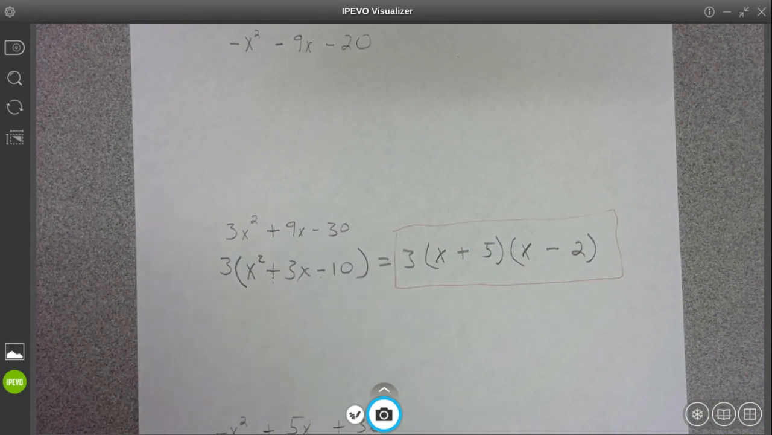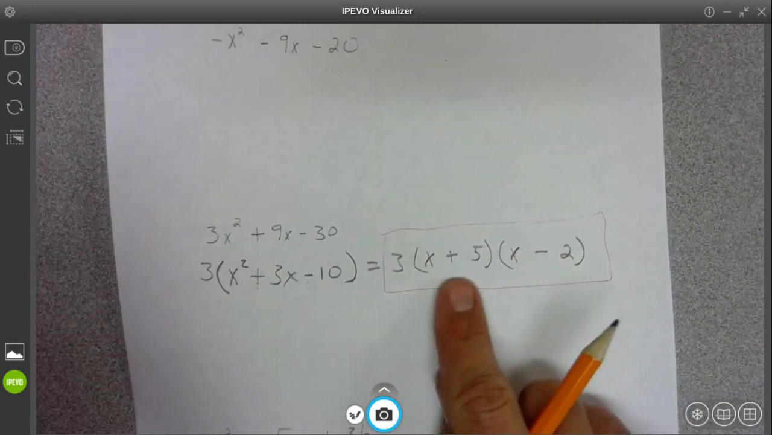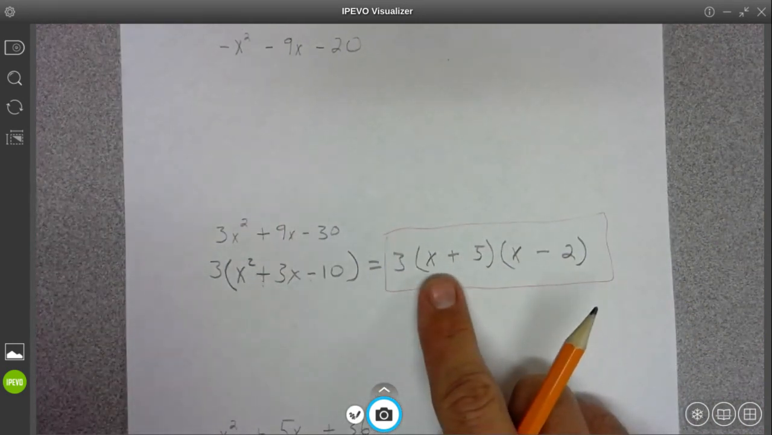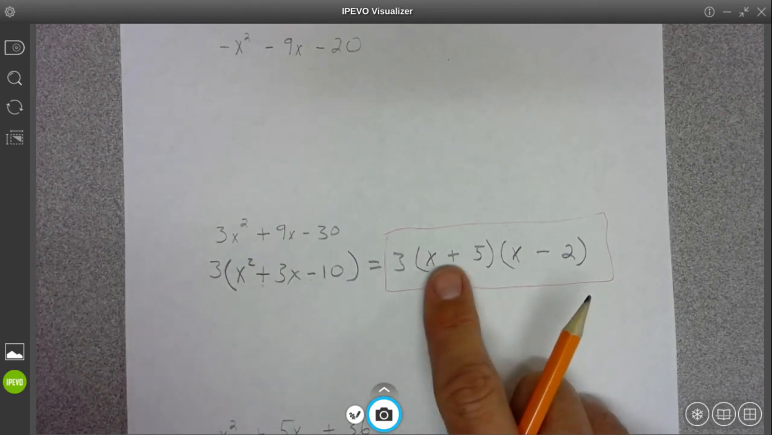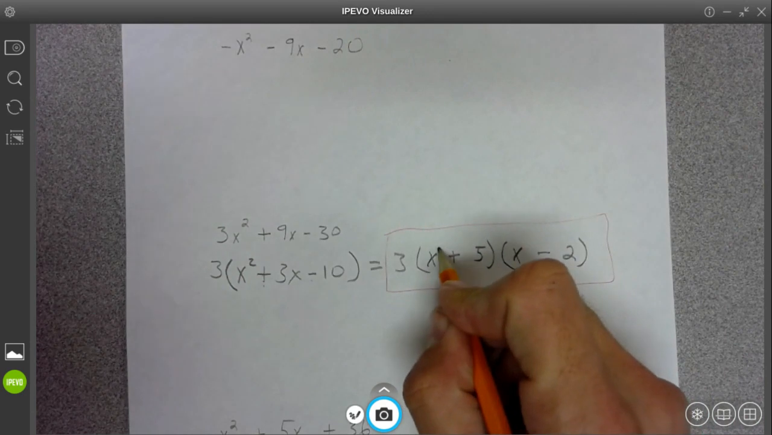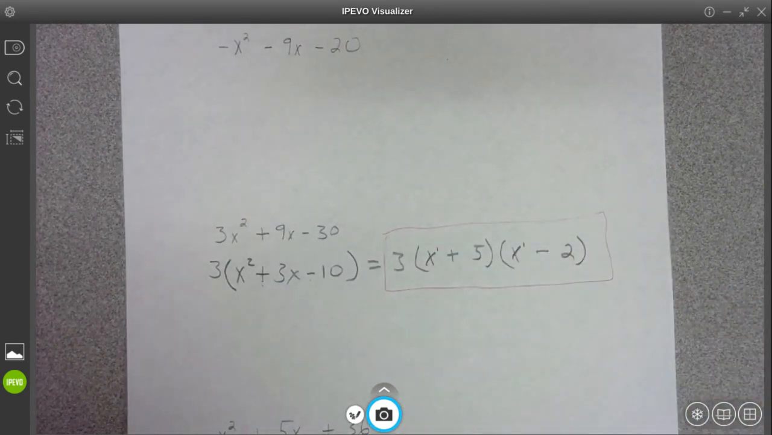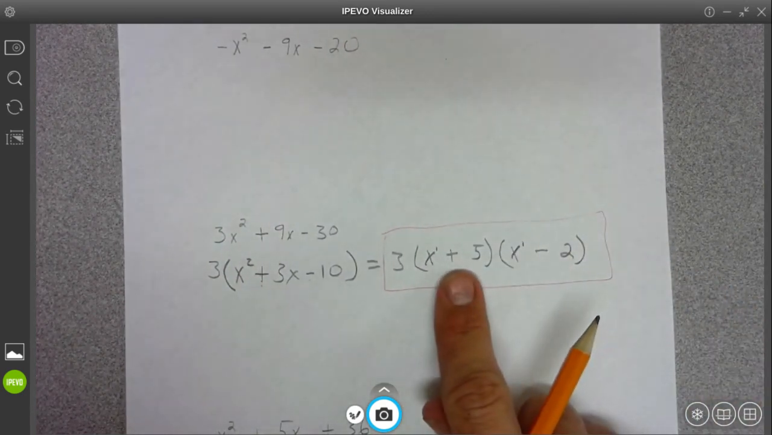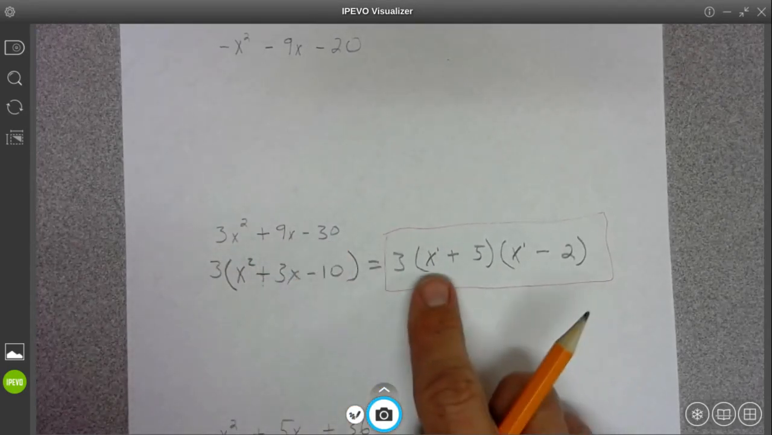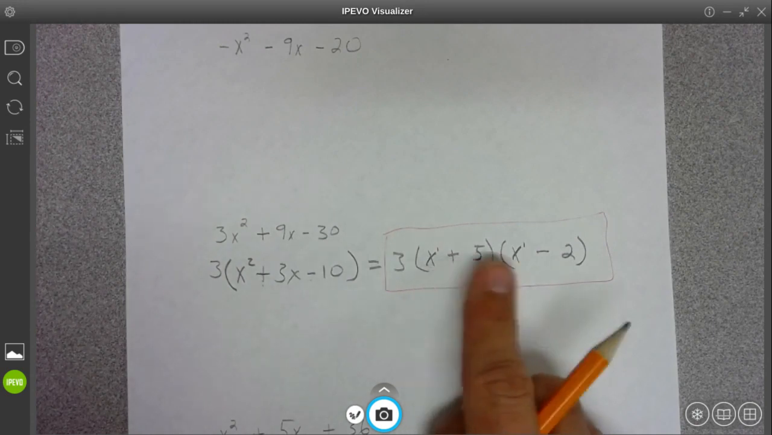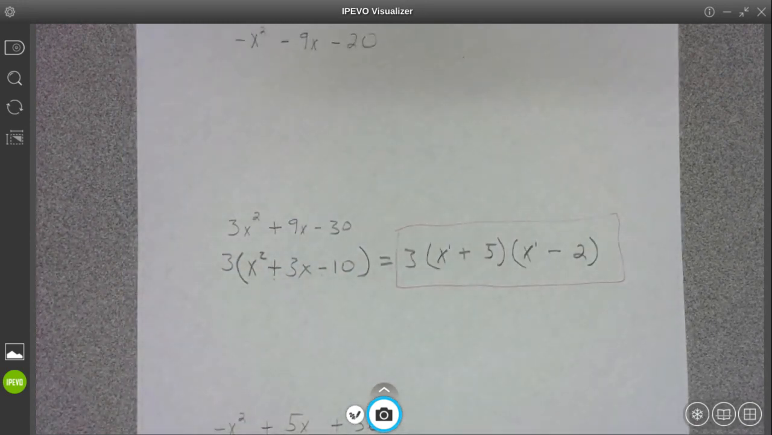I need to mention here, these factors are linear factors. That just means that the highest degree term is a 1. So this is x to the first power, x to the first power. And they're also binomials. We started with 3 terms, 1, 2, 3, and now the factors are linear binomials, 1, 2, 1, 2, 2 terms.